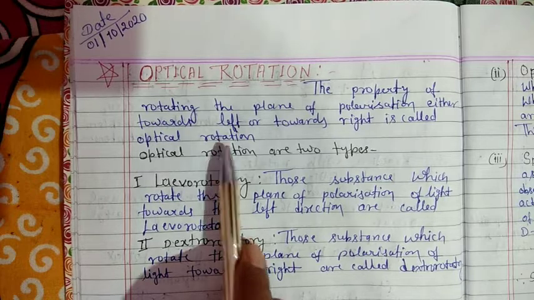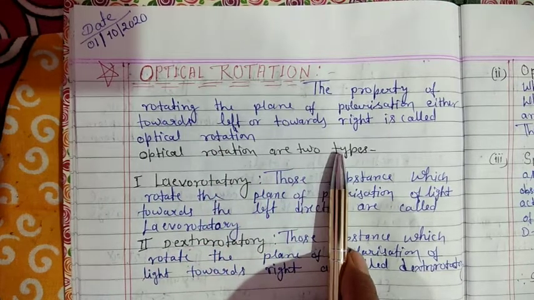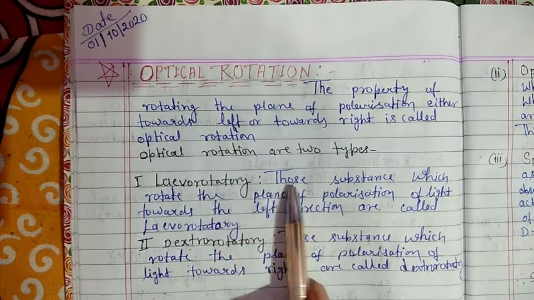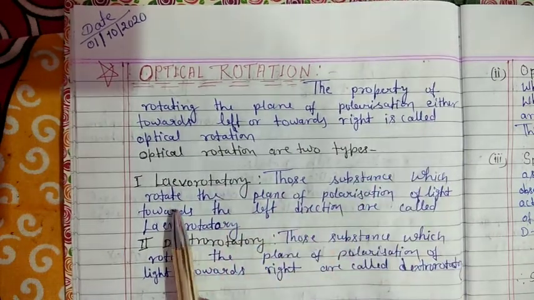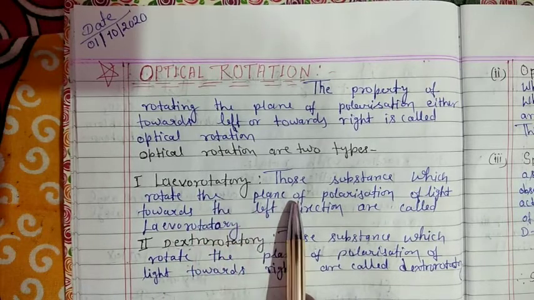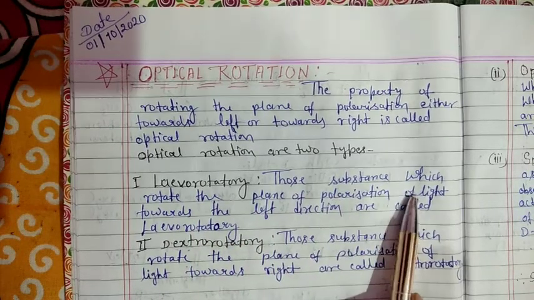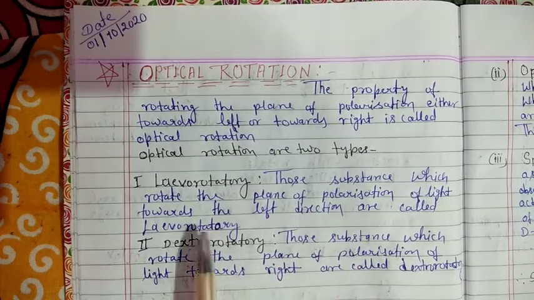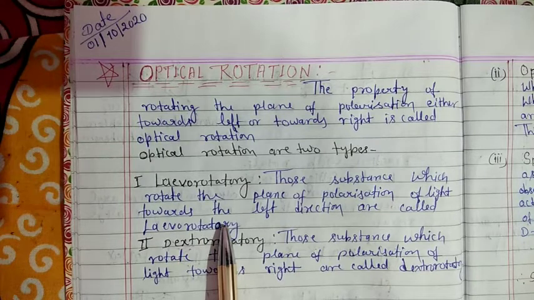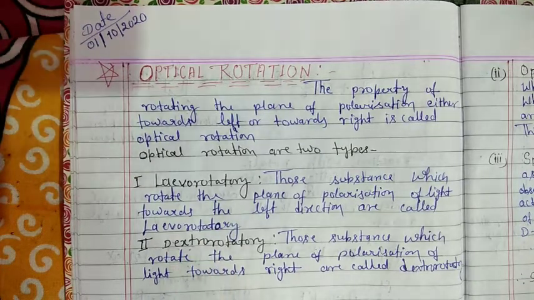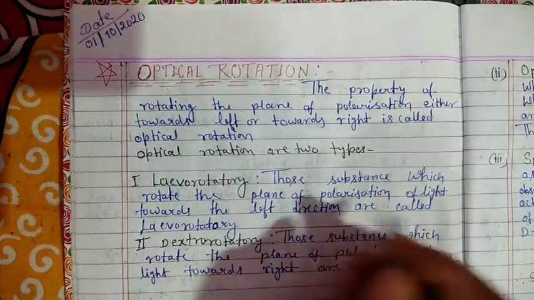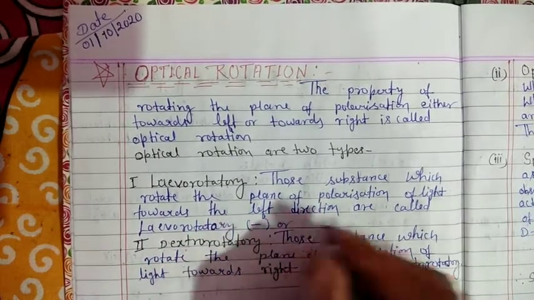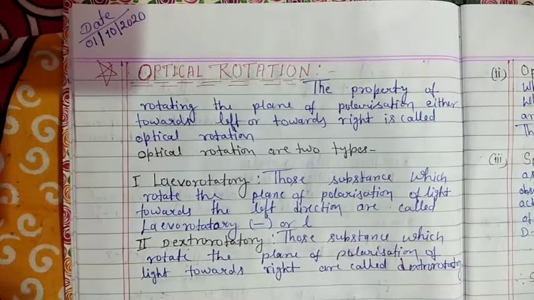Optical rotation is of two types. First, levorotatory. Those substances which rotate the plane of polarization of light towards the left direction or side are called levorotatory. This is represented as minus or a small l.